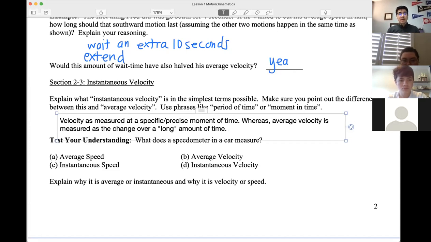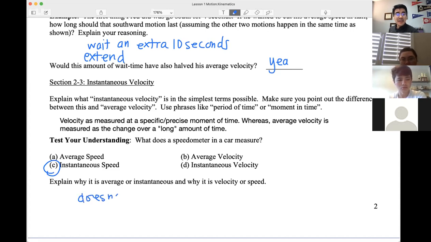So what does the speedometer in your car measure when you're driving down the street and you see 50 miles per hour, 60 miles per hour? Is it measuring the average speed, average velocity, instantaneous speed, or instantaneous velocity? Instantaneous speed. And why is it instantaneous? And why is it speed and not velocity? Because it measures how fast you're going at the specific time and not necessarily your direction. Doesn't measure direction.